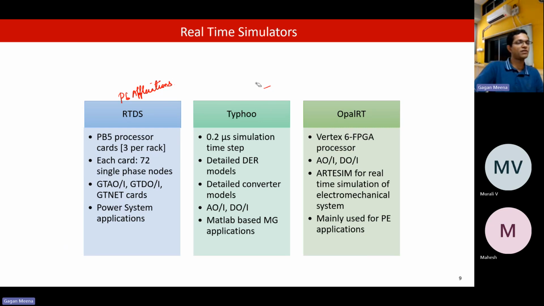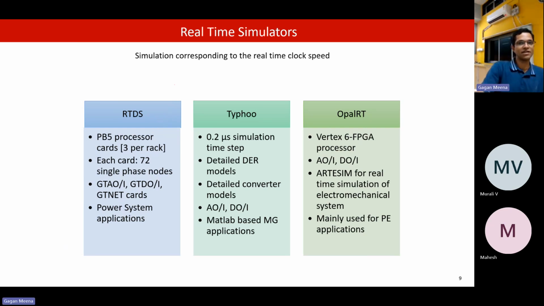In power electronics, we need these high frequency switching pulses. The new power electronic devices like GaN based gallium nitride and silicon carbide, their switching frequency is quite high. We need a simulation time step in nanoseconds also. In that case, the polarity is used. RTDS simulation time step is in microseconds. Yeah, simulation corresponds to the real time clock speed here.